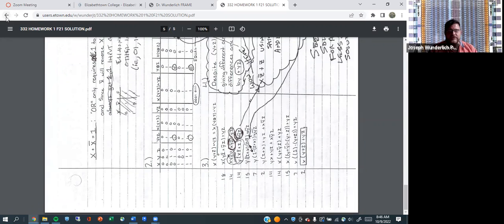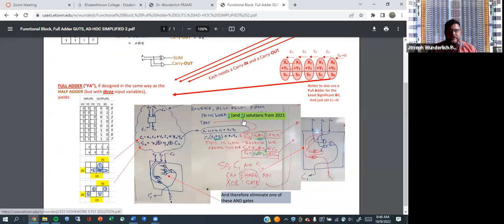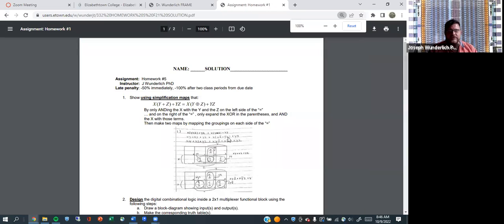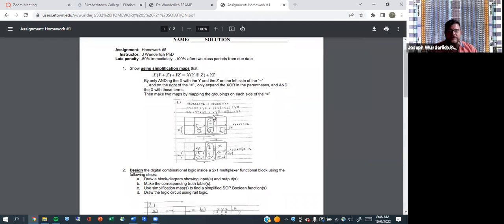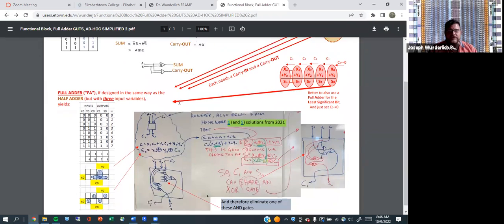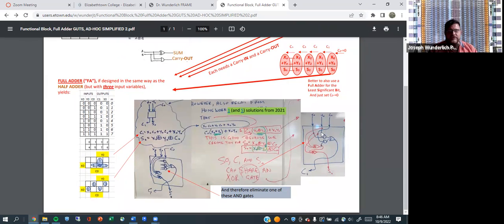And then also you see here the mapping proof of it. If you were to map both of them, you see that it results in the same 1s on each map for both sides of the equation, even though the groupings are different. So again, the full adder simplified using ad hoc simplification methods. First designed with the standard ways of designing, but then an ad hoc simplification gives you that full adder.